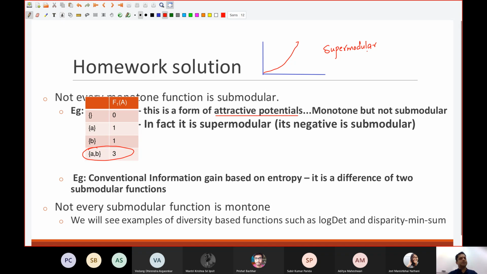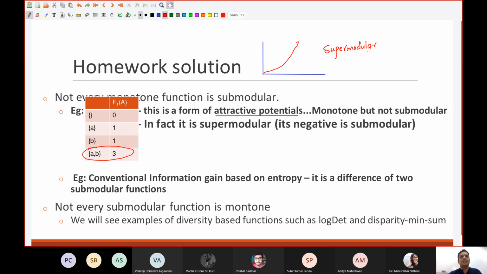Yes, there are many. Entire class of modular functions. Well, modular functions are submodular, right? Not all submodular functions are modular, but modular functions are all submodular. Just like they have equality instead of inequality.